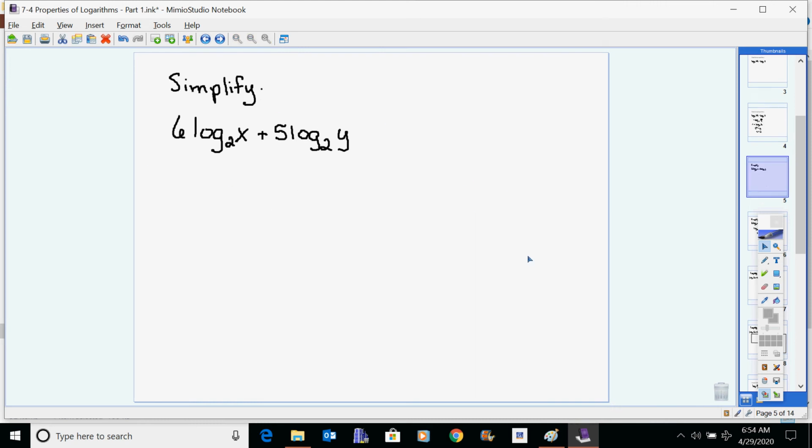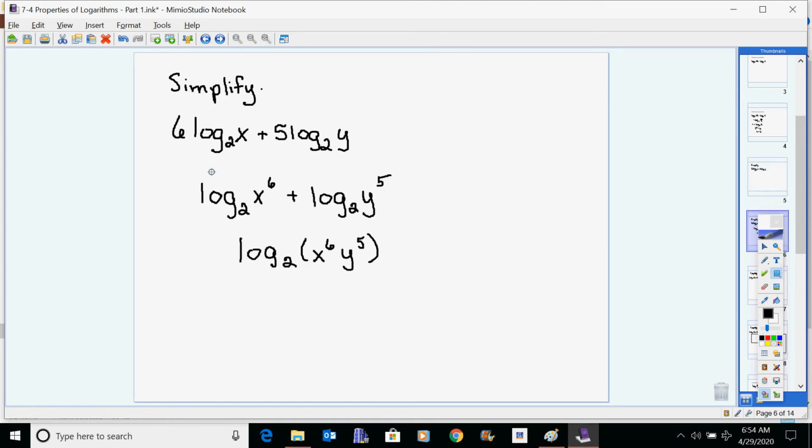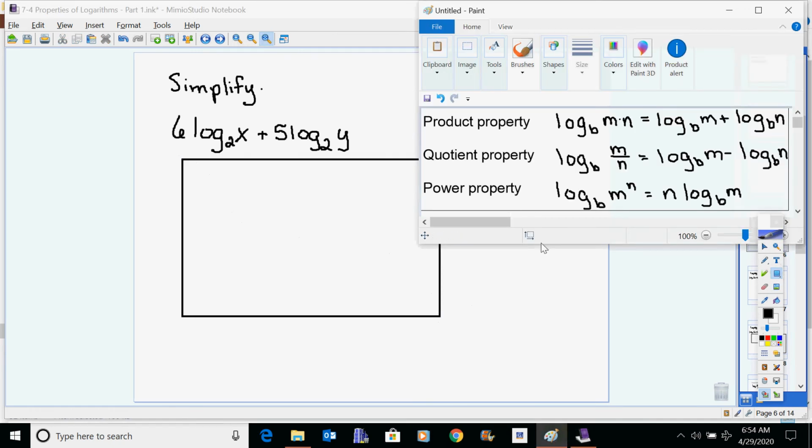Okay, simplifying this one. This one may not simplify down to nothing, but we can use our rules on it. Let's pull up our rules. I have 6 log base 2 of x plus 5 log base 2 of y. When we look at this, we've got a couple things happening here. First of all, I have a number times a logarithm. Where do we see that pattern? That's in the power property, a number times a logarithm.